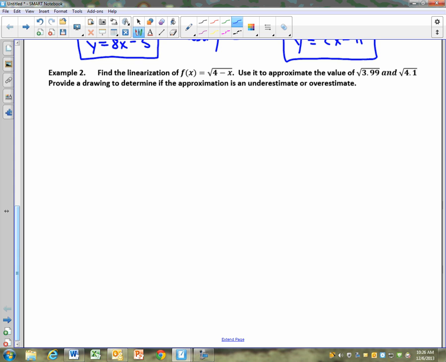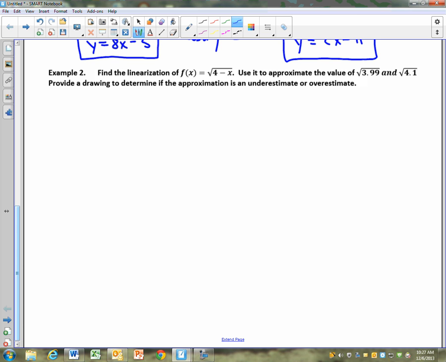All right. Find the linearization now of square root of 4 minus x and use it to actually approximate the value of 3.99 and 4.1. So now we're actually going to put it to work. Okay? We're going to actually put it to work. Okay? So let's look and see what value we have here, okay? What we want to do is find the linearization of this function, and we want to use it to approximate these values.